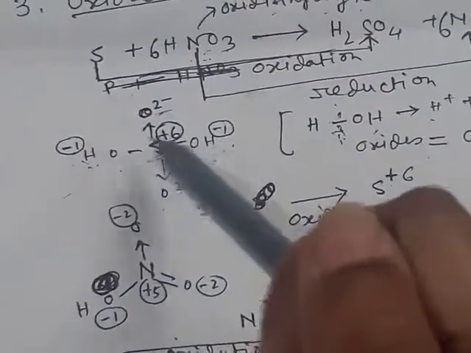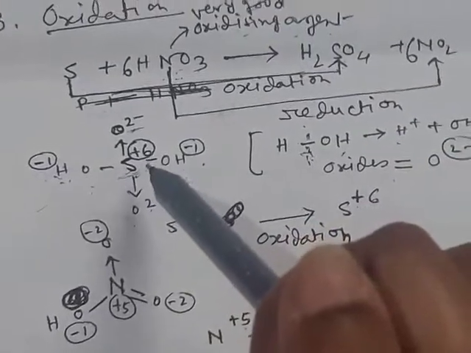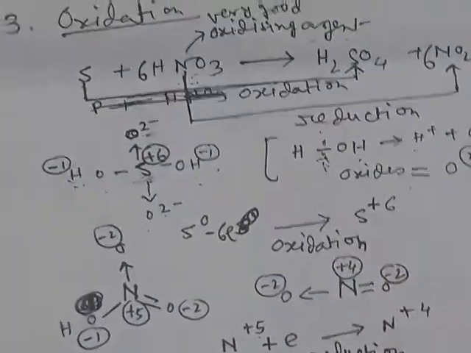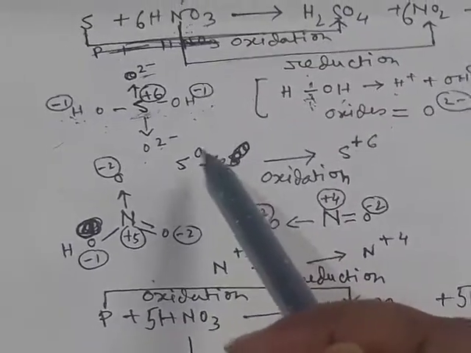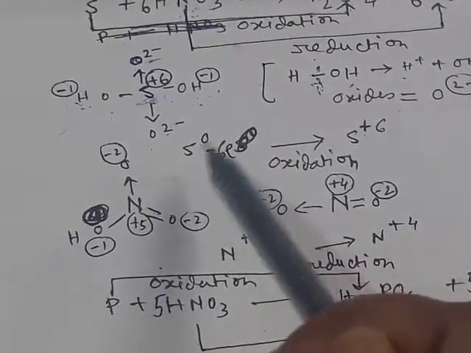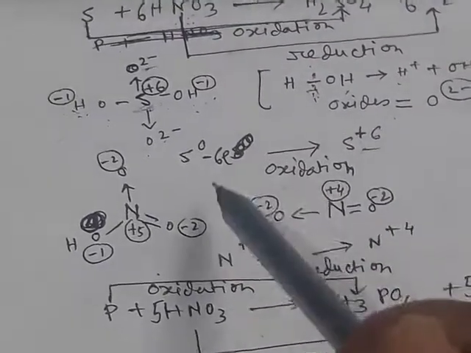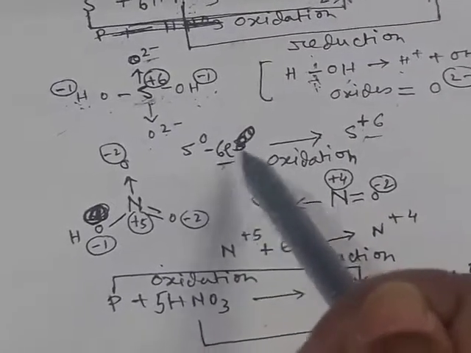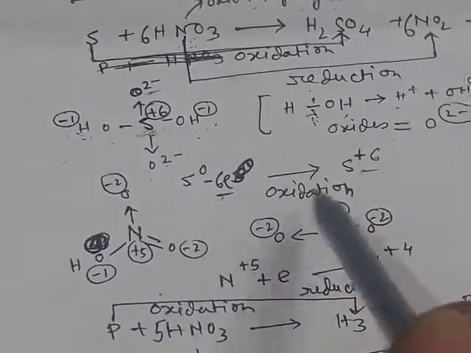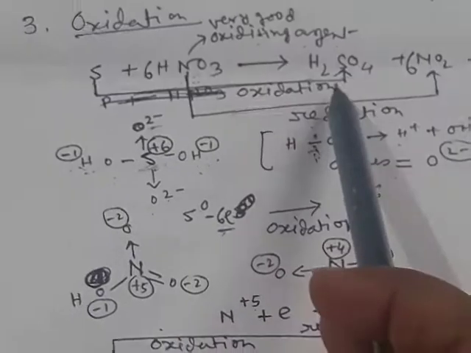For electrical neutrality, the total number of negative charges will be equal to the total number of positive charges. Initially, when sulfur is in elemental form, sulfur is 0, and from 0 we get sulfur in the +6 state. So there is release of 6 electrons, and we know release of electrons is the oxidation process. So from sulfur to sulfuric acid formation, this is an oxidation process.